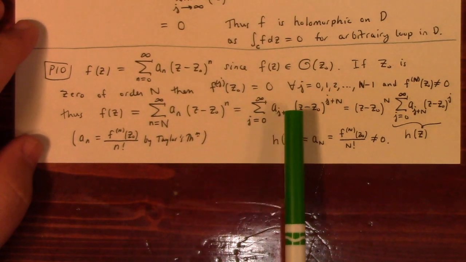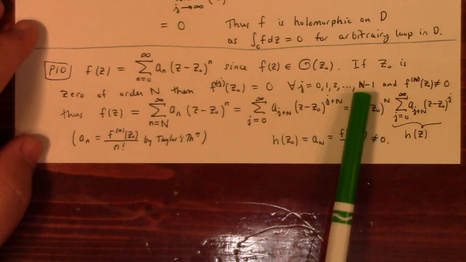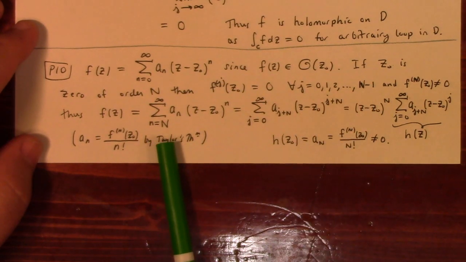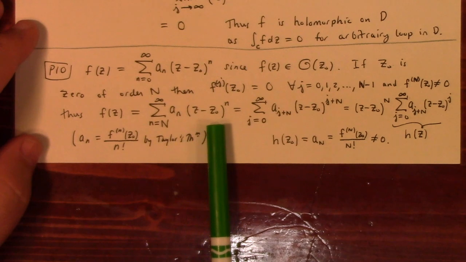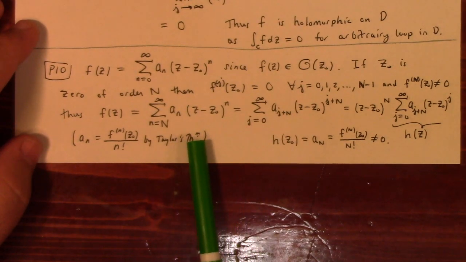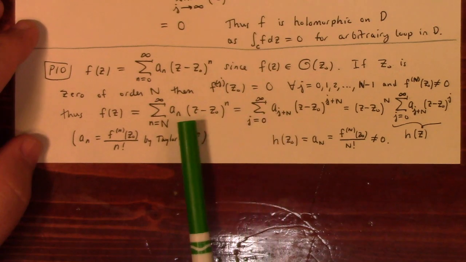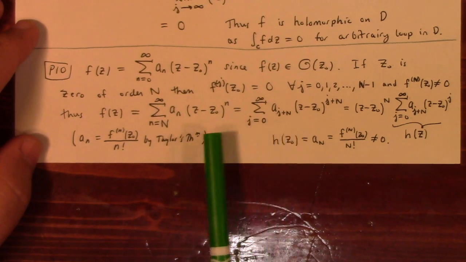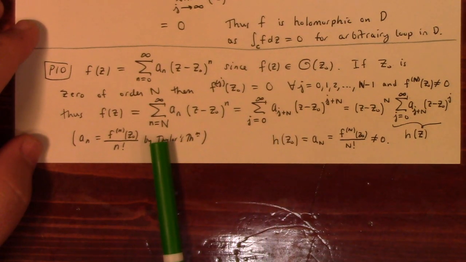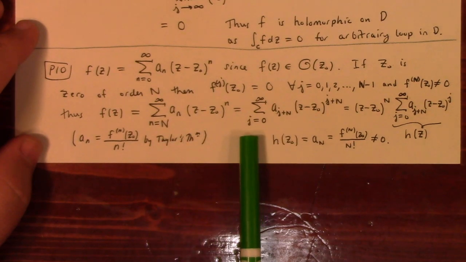So notice that the first n minus 1 terms are 0, so this is really the sum from little n equals big N to infinity of that. But then I make a substitution. I just let little n equal j plus big N. And that shifts the start of the sum from N to 0. Of course, infinity still goes to infinity.